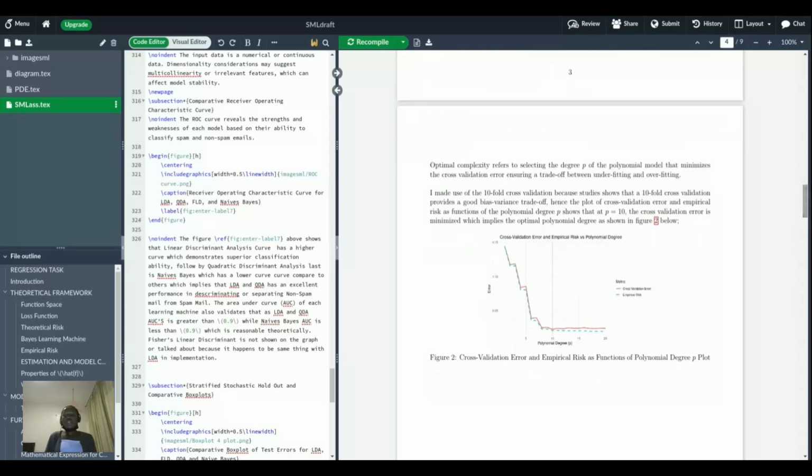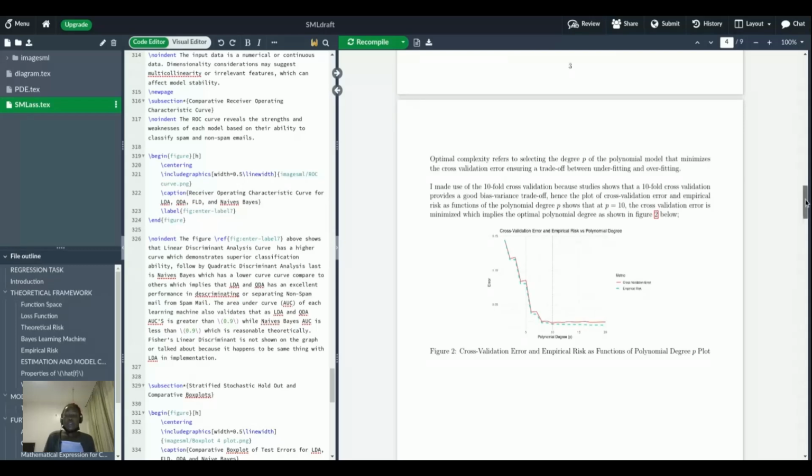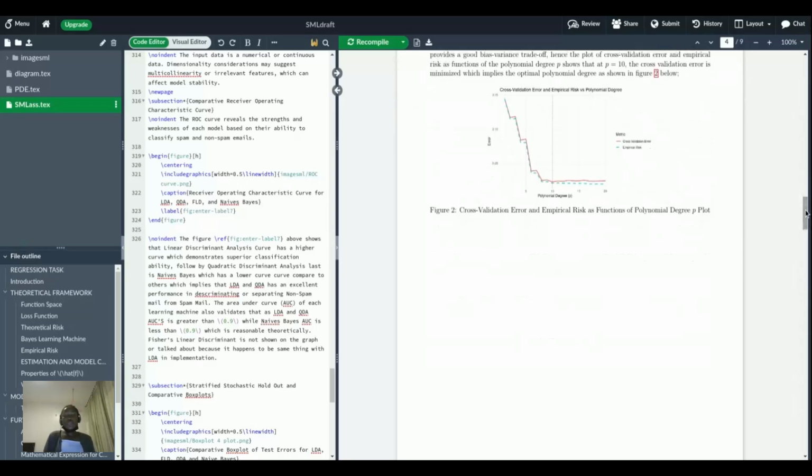Having the cross-validation error and the empirical risks as a function of polynomial degree plots, the polynomial degree of order 10 was chosen as my optimal complexity. What do I mean by optimal complexity? Optimal complexity is that polynomial model of order P that minimizes the cross-validation error, that is the polynomial degree of order P where I have my cross-validation error to be minimum. And observing the plots, a polynomial degree of order 10 has the minimum cross-validation error.